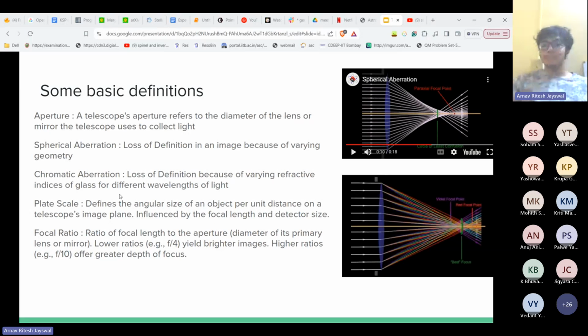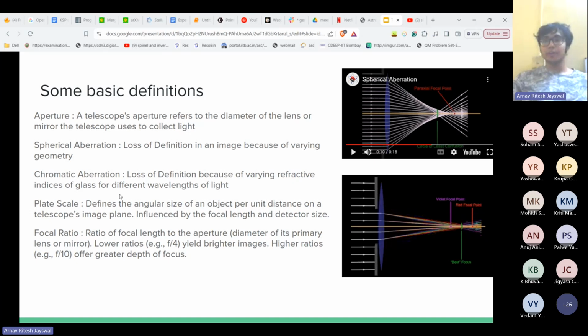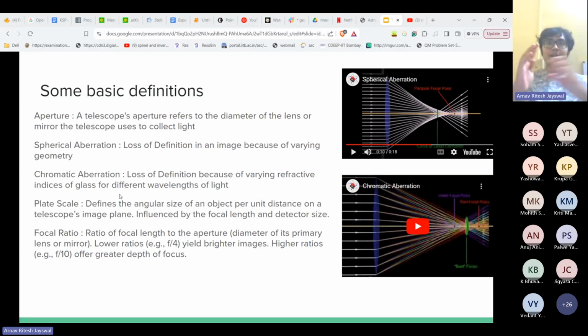Then also there's the plate scale. Plate scale is defined as the angular size of the object per unit distance. So this might be confusing at first, but if you look at it, when you form an image on a telescope, it subtends an angle, and that angle subtended to the distance covered on the screen of the telescope is known as the plate scale.